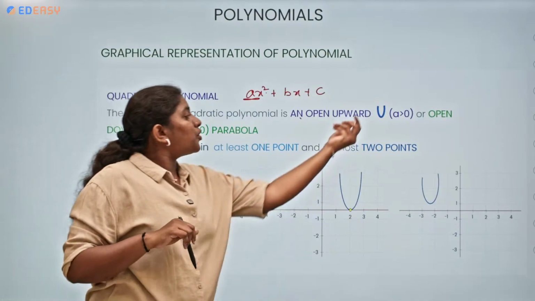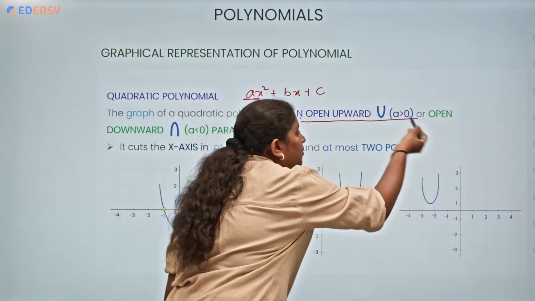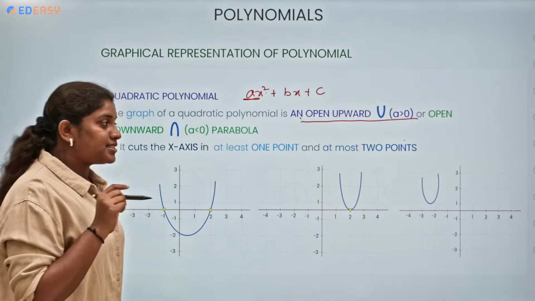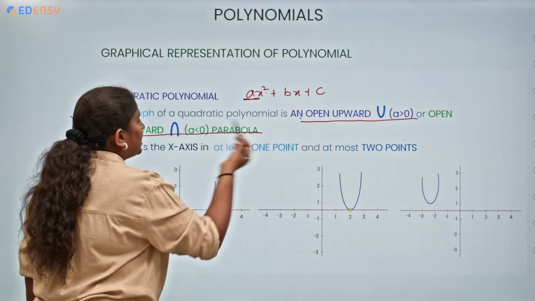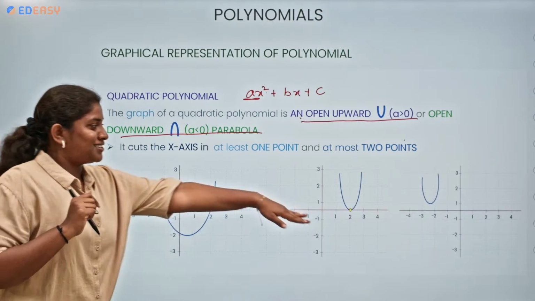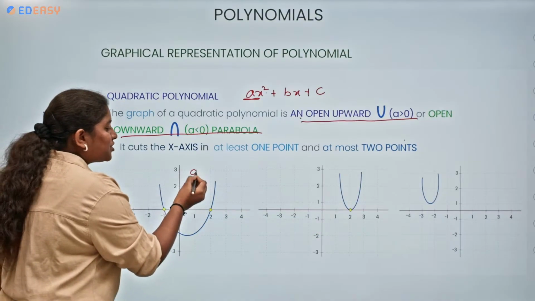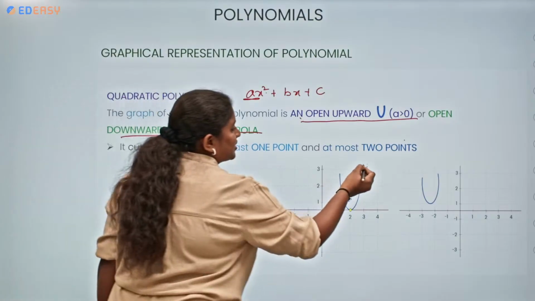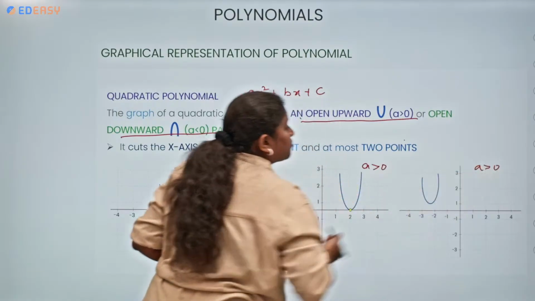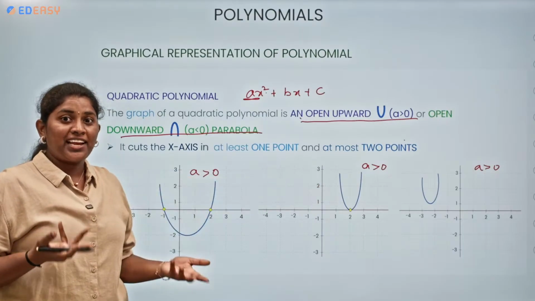If you are having the coefficient of x square greater than 0, then you will be getting the open upward parabola. Okay, and if the coefficient of x square is less than 0, then you will be getting the open downward parabola. Now look at the diagrams. All these are open upward only. It means I am having my coefficient of x square is greater than 0. Simple, right? So I am having the coefficient of my x square is greater than 0 for all these three graphs. What about the a less than 0?